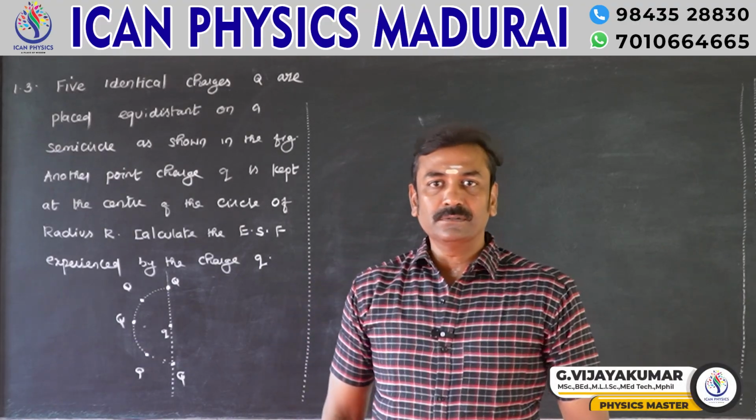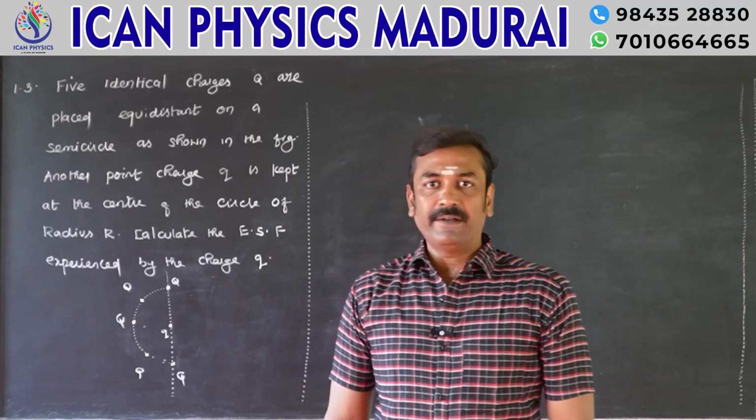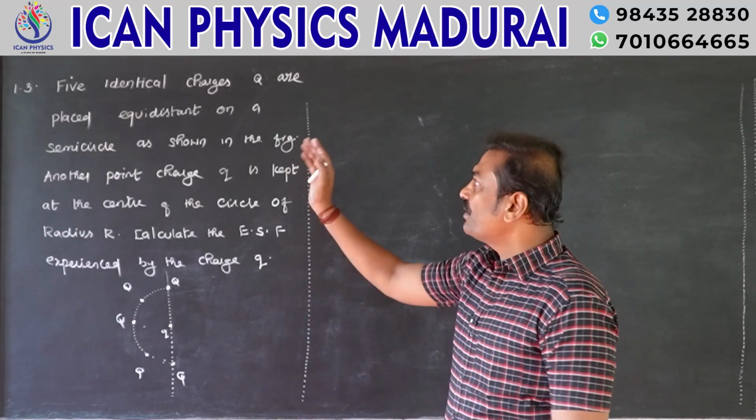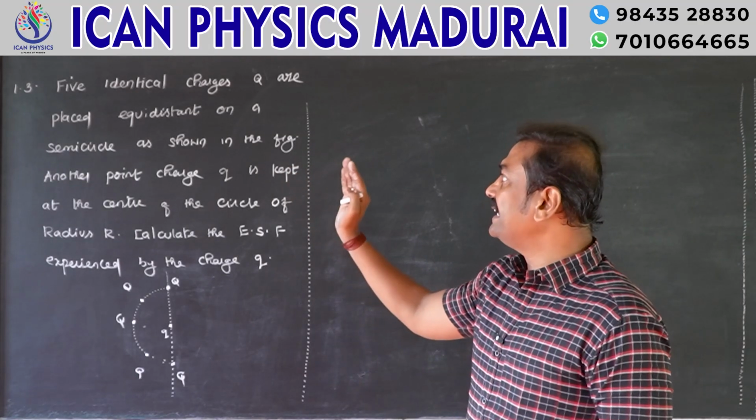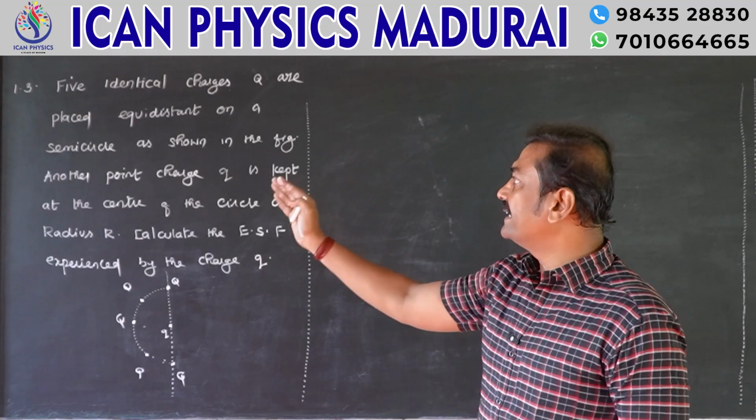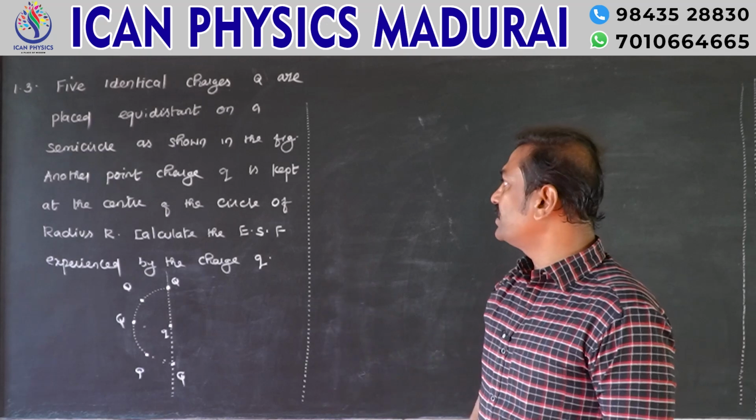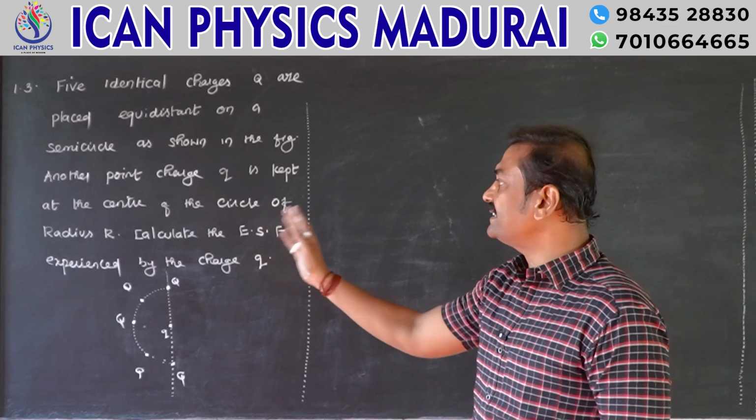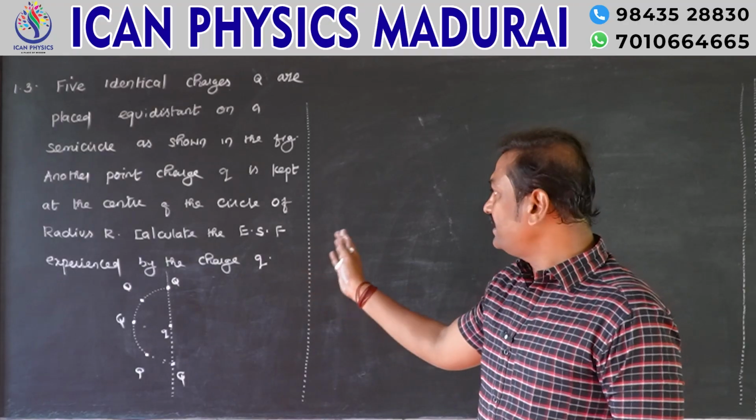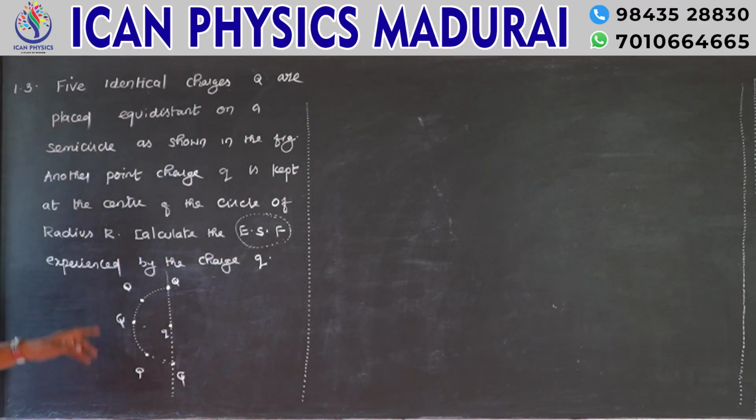Now we are going to solve the third problem from the state board first lesson. Five identical charges capital Q are placed equidistant on a semicircle as shown in the figure. Another point charge small q is kept at the center of the circle of radius capital R. Calculate the electrostatic force experienced by the charge.